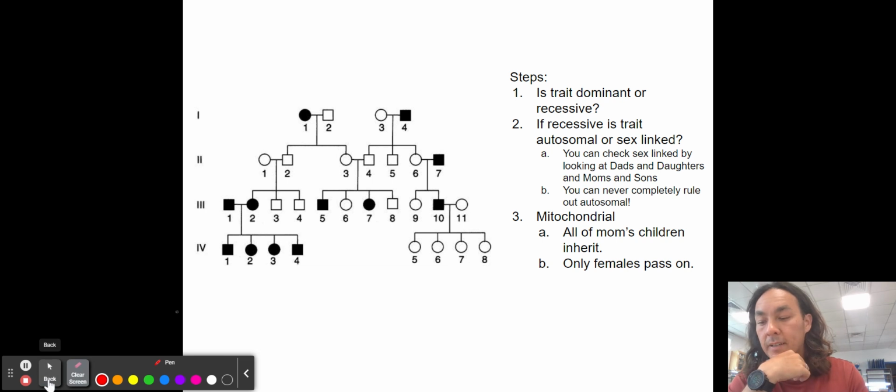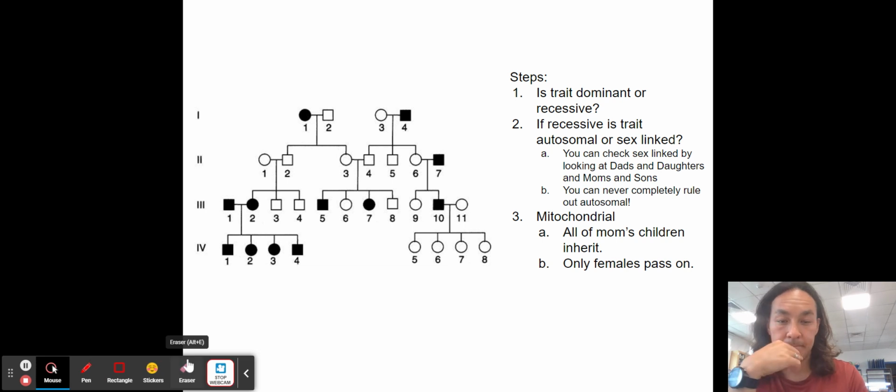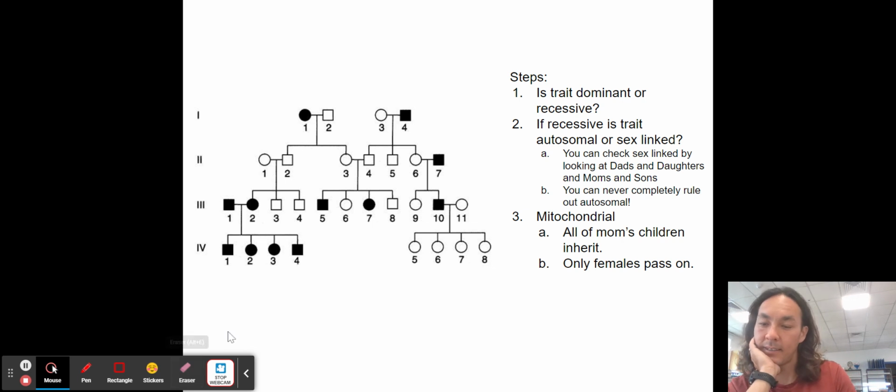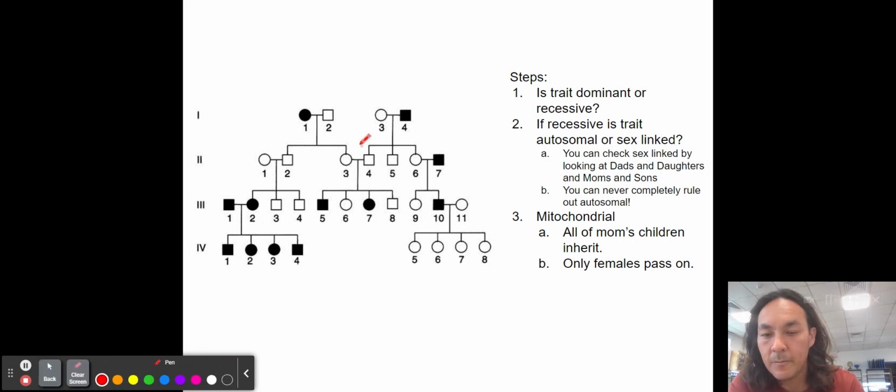All right. If we want to see if it's sex-linked, we should look at dads and daughters and moms and sons. So here is a daughter, and here's a dad. If it was sex-linked, then this dad would need to have the trait.